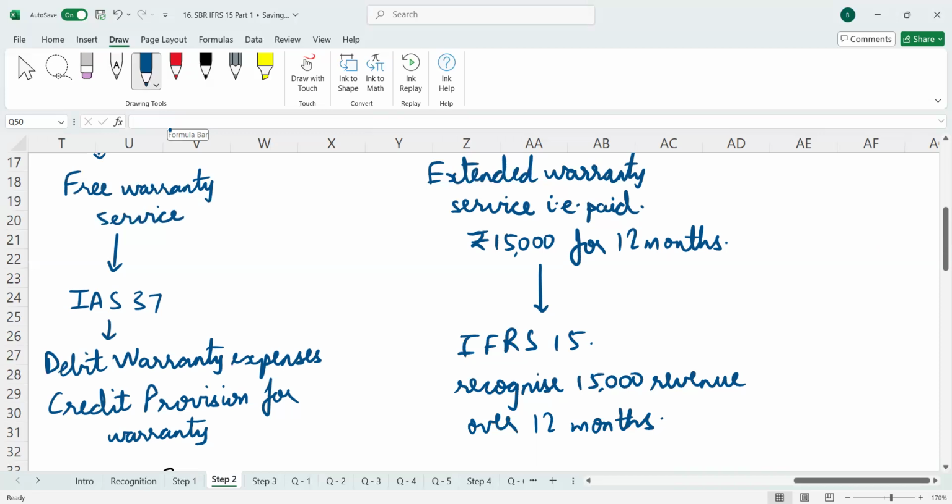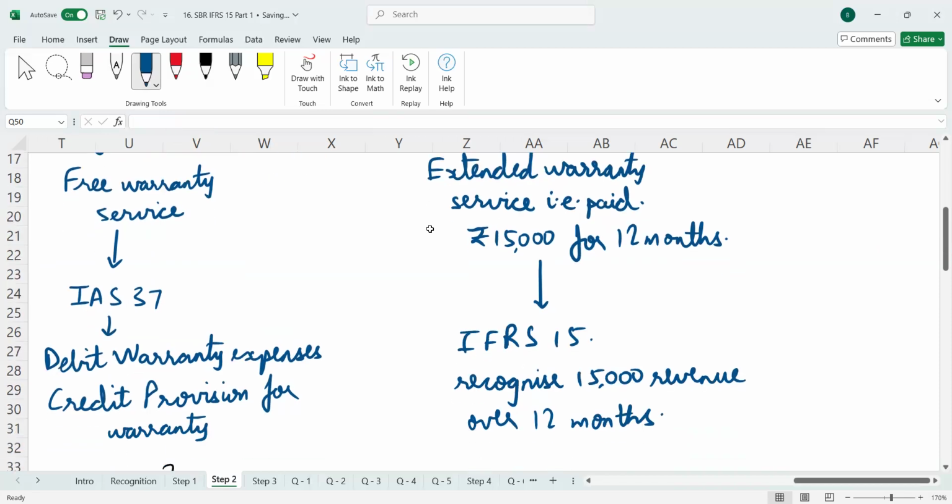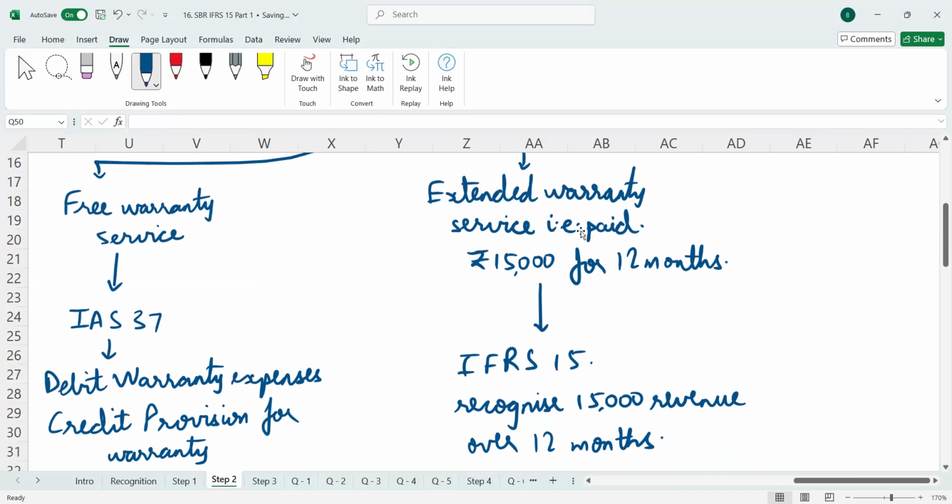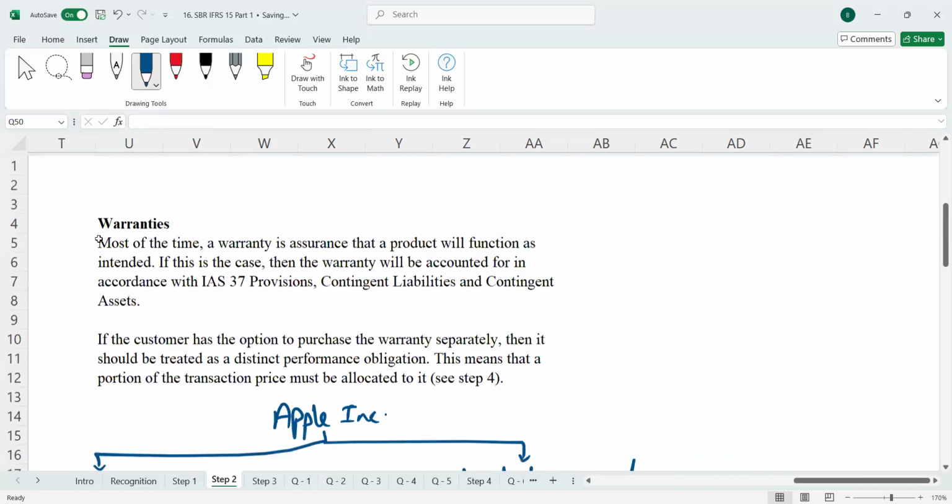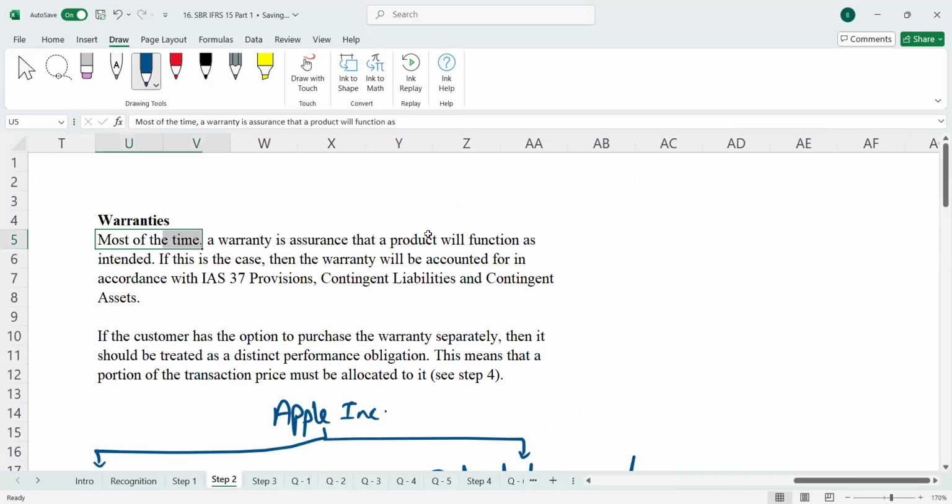Understood? So this is about the warranties under IFRS 15. If it's a free warranty, we account for it as per IAS 37. However, if it is a paid warranty, Apple has an obligation to provide the support services, the warranty services for the mobile phone. Most of the time, a warranty is an assurance that a product will function as intended. If this is the case, then the warranty will be accounted for in accordance with IAS 37. If the customer has the option to purchase the warranty separately, then it should be treated as a distinct performance obligation. This means that a portion of the transaction price must be allocated to it.